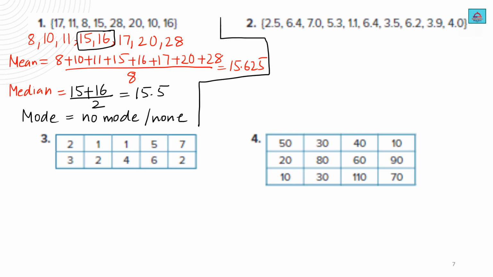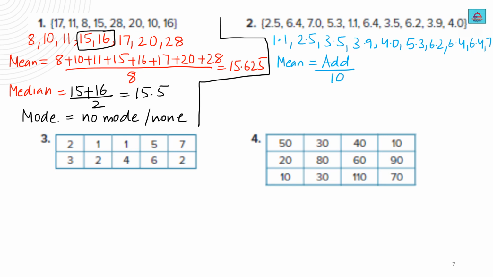For question 2, again we arrange in ascending order. So the minimum is 1.1, then 2.5, 3.5, then 3.9, 4.0, then 5.3, then 6.2, 6.4, repeated 6.4 and 7. Okay, so again I do the same thing. For mean, I add all the numbers and then I divide by the total number. So total is 10. So when you do that, the mean would come out to be 4.63.